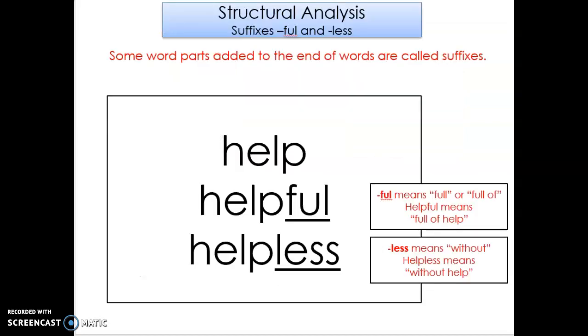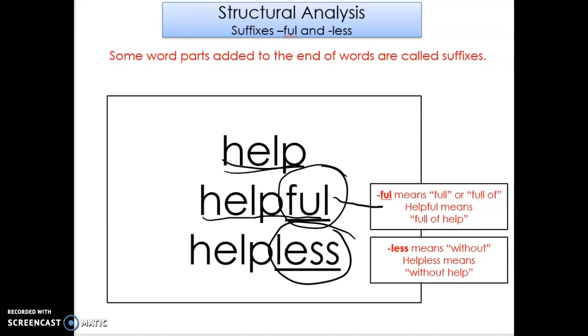All right. So we have suffixes. Today we are working on FUL and LESS. This one right here, FUL, means full or full of. So if you have the base word help and you add full to the end, it is helpful, and that means you are full of help. So if you help your mom or dad or grandma with something, then you are being very helpful for them.